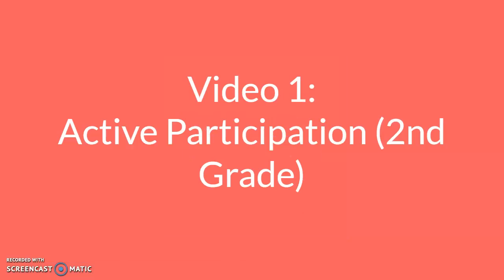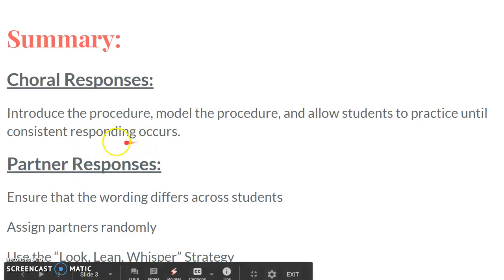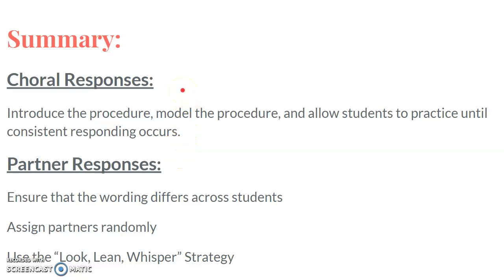For the first video, I chose to do the active participation video for 2nd grade. In this video, the teacher modeled how to use choral responses and partner responses. For choral responses, you would introduce the procedure, model the procedure, and allow the students to practice until consistent responding occurs. This means that you would want all of your students to be saying the same thing consistently and correctly.